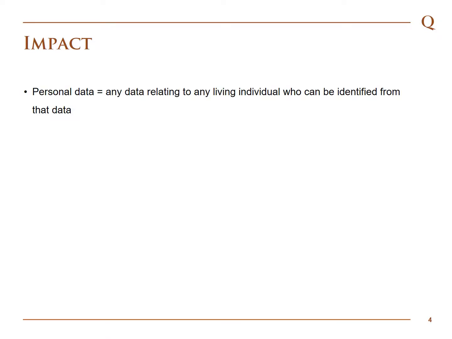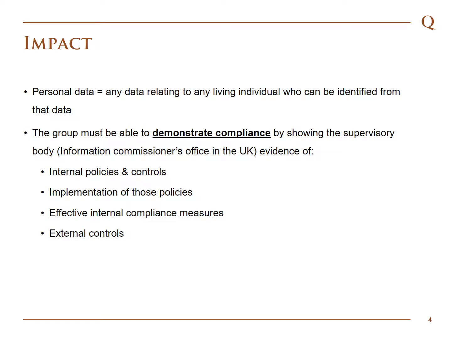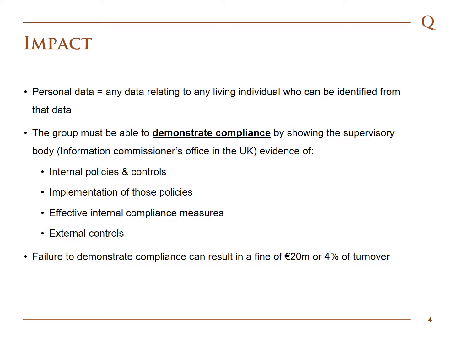As previously mentioned, GDPR relates to personal data, and this means any data relating to a living individual who can be identified from the data. Our group must be able to demonstrate compliance by showing the supervisory body, which is the Information Commissioner's Office in the UK, evidence of internal policies and controls, implementation of those policies, effective internal compliance measures and external controls. Failure to demonstrate compliance can result in a fine of €20 million or 4% of the group turnover. And we must show an organisational culture that encourages compliance.